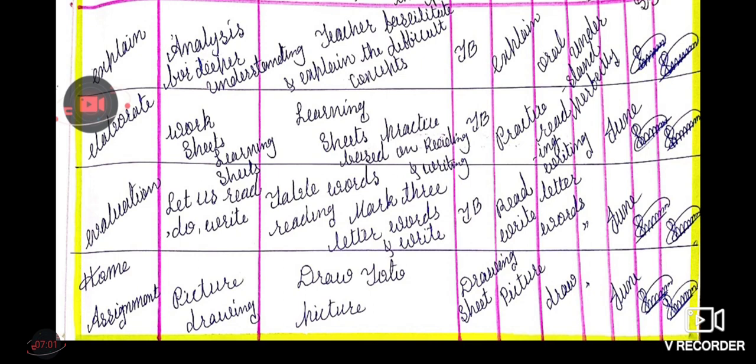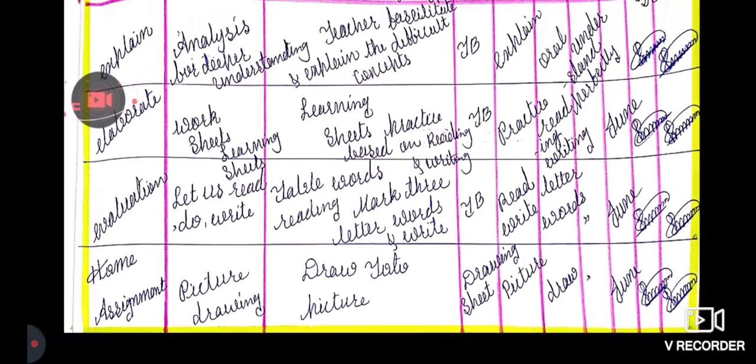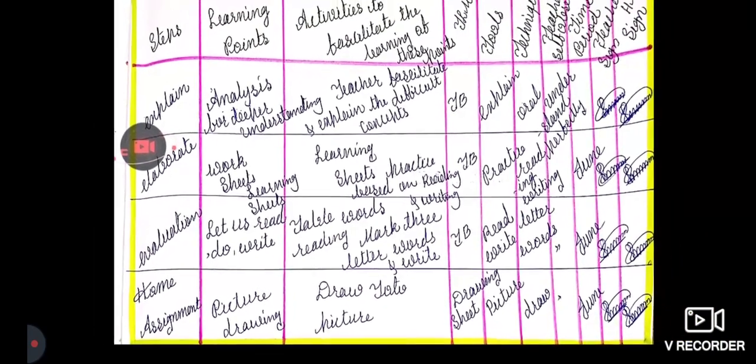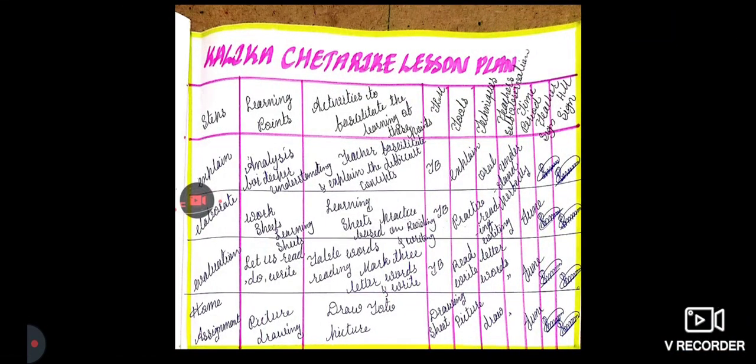that is my neighborhood. Home assignment is picture drawing I have given. Here children have to draw a Toto picture. So here TLM is drawing sheet, and tool is picture, and technique is drawing. Month is June, we take for the completion of this milestone second, teacher sign and HM sign. So this is the lesson plan of writing, fifth class lesson plan.